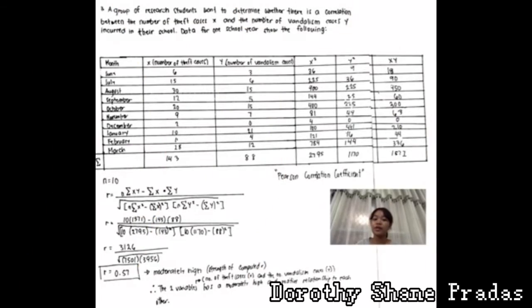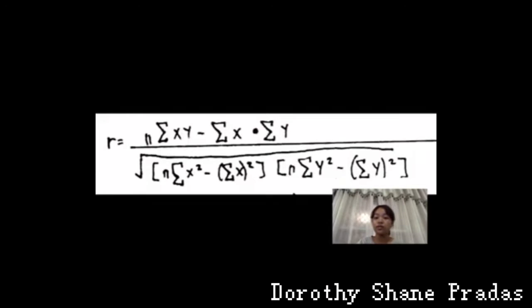For question number 3, here we have a group of research students who want to determine whether there is a correlation between the number of theft cases, or X, and the number of vandalism cases, or Y, incurred in their school. Data for one school year show the following. In this word problem, we will determine whether there is a correlation between the variables X and Y. Here we constructed a table with columns labeled X squared, Y squared, and XY. We then proceed to completing the table by solving for X squared, Y squared, and XY using the given values. We will then get their summations and proceed to solving for the value of R using this formula right here.